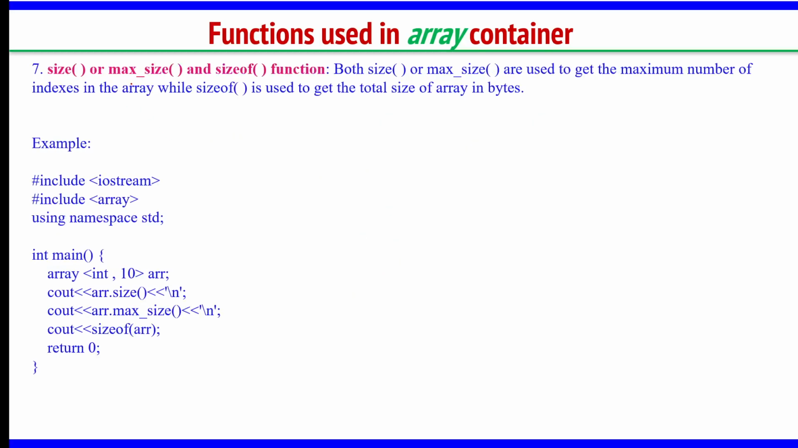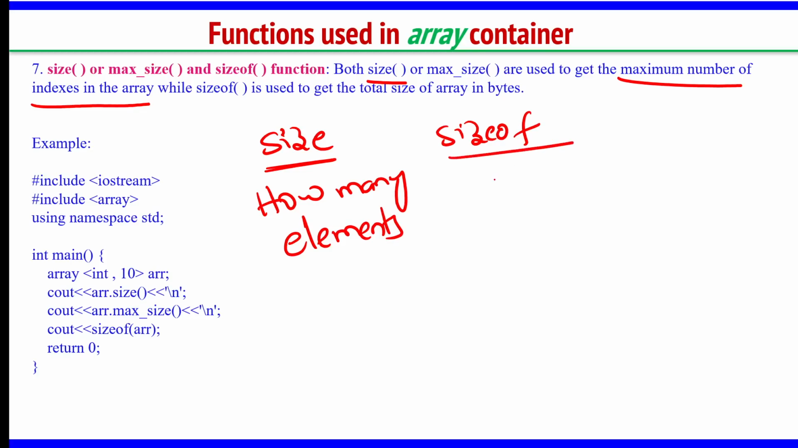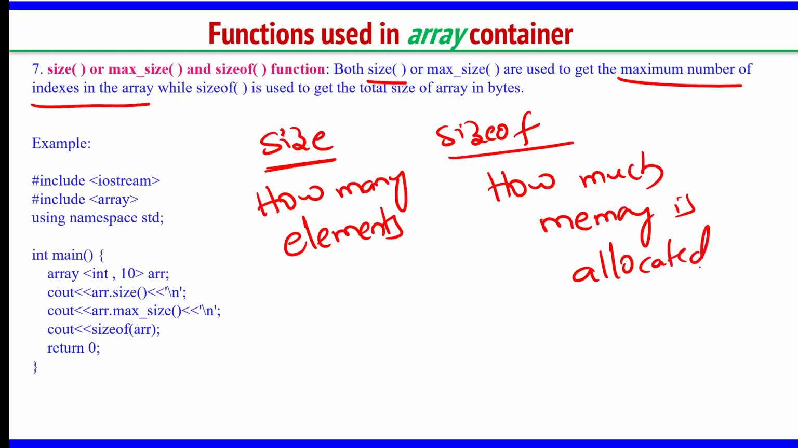Next, size, max size and size of. Two functions here, the size function and the size of function. The size function gets the maximum number of indexes in the array, so this will tell you how many elements are there in the array, whereas size of will tell you how much memory is allocated. I hope you have studied size of in programming. Size of is an operator which helps us find out how much memory is allocated for a variable.